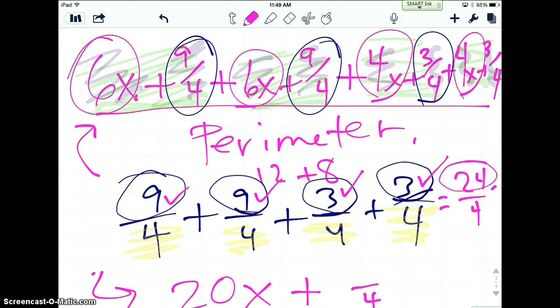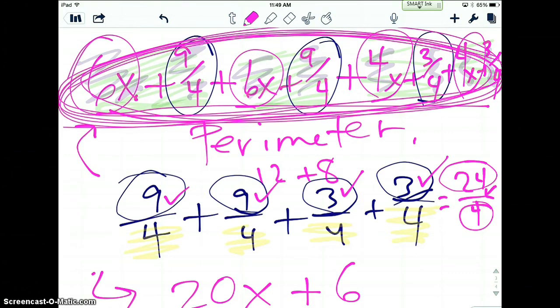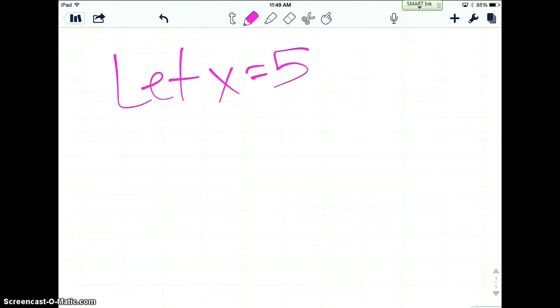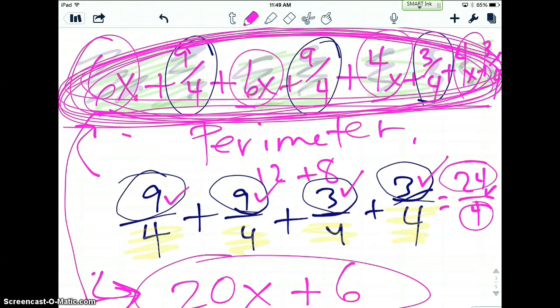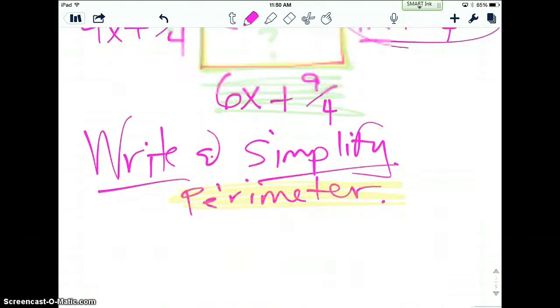So if I take 24 and divide it by 4, I get a whole number, and that turns out to be 6. So the perimeter of this rectangle went from this, oh my gosh, 8-term mess, to a simplified version of just 2 terms, 20x plus 6. So if I say, let x equal 5, what's the perimeter of that rectangle? Would you want to plug it into that first expression or the second expression? You'd want to plug it in here, because all I'd have to do is take 20 times 5 and add 6. And that'll give me the same answer as plugging into the top expression. Weird.